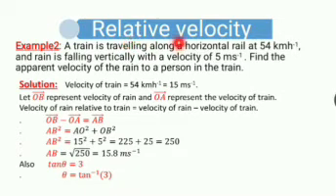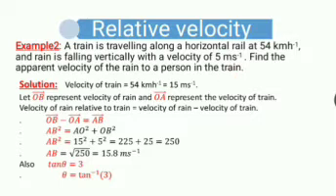Example 2 under relative velocity. A train is traveling along a horizontal rail at 54 kilometers per hour, and rain is falling vertically with a velocity of 5 meters per second. Find the apparent velocity of the rain to a person in the train.